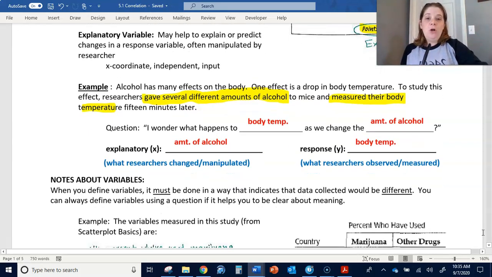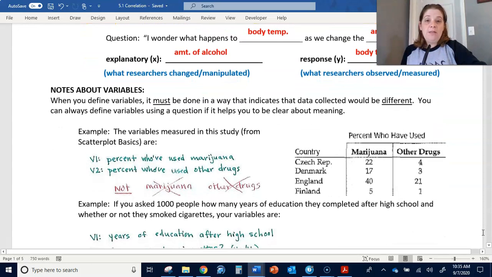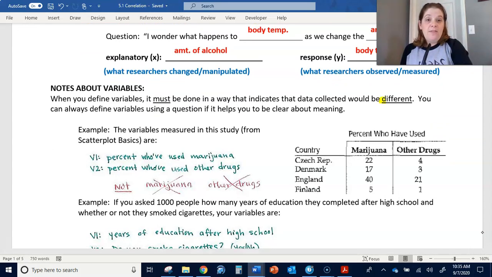Okay, now when you go to talk about variables, it's extremely important that this is done in a way that you could imply that these are variable, that they are not constant, that they could change. You can always define your variable as a question, like capital letter who, what, when, where, why, how, question mark at the end, to help you be clear about the meaning.